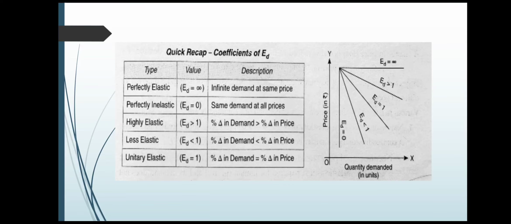And the last one was unitary elastic demand, where elasticity of demand is equal to 1. So over here, percentage change in demand is equal to percentage change in price, and as a result the demand curve that is made is exactly 45 degrees. So you need to know the shape of all the demand curves that are to be made.